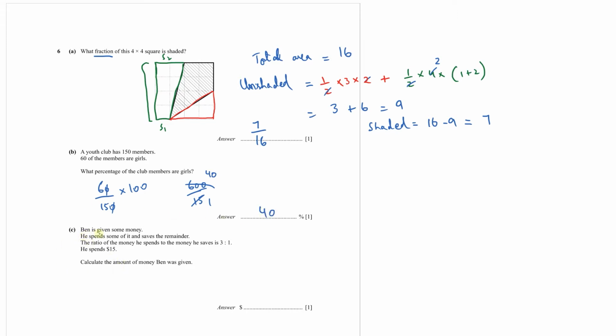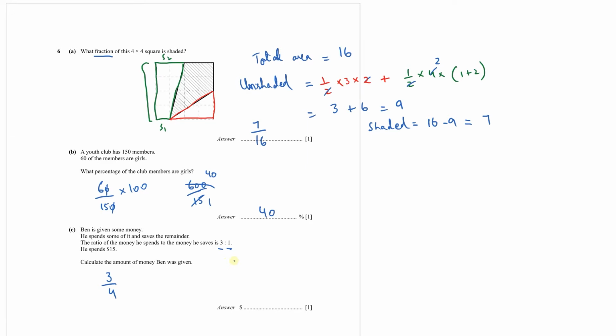Part C is Ben is given some money. He spends some of it and saves the remainder. The ratio of the money he spends to the money he saves is 3:1. He spends $15. Calculate the amount of money Ben was given. If you divide the money into 4 parts, he spends 3 parts and saves 1 part. So he spends 3 out of the 4, or 3/4 of the money.